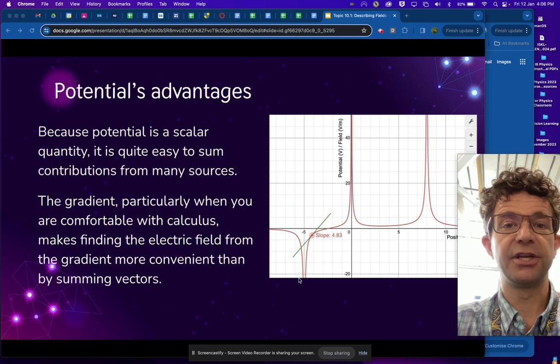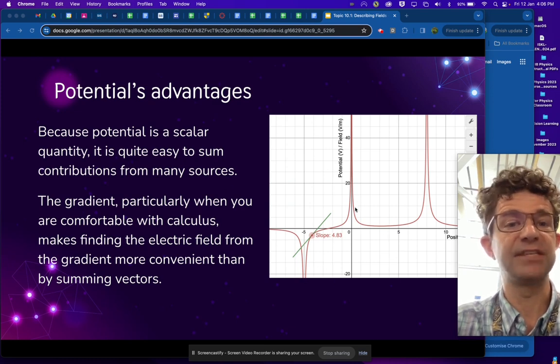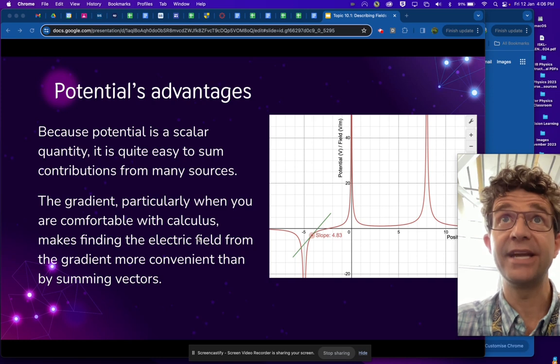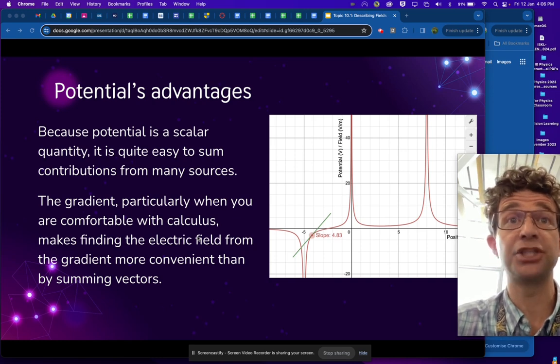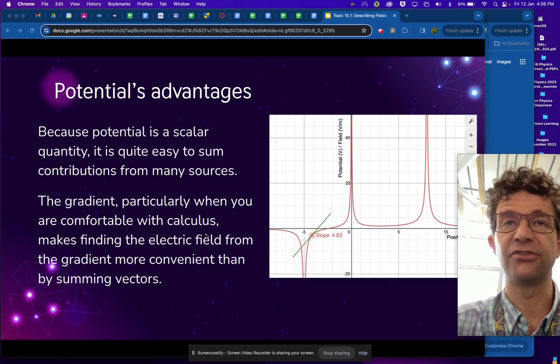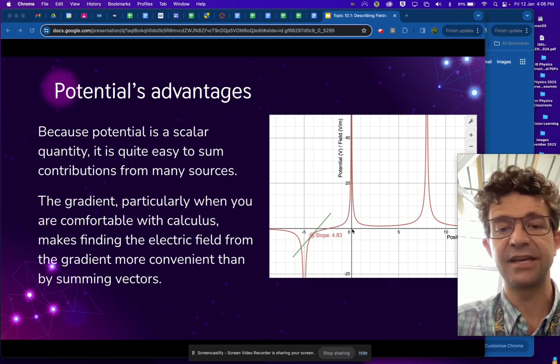And the last thing that I wanted to show you is where we really see the electric potential's advantage. Because the potential is a scalar, it's very, very easy to sum contributions from many different sources. And once you're comfortable with calculus, finding a gradient is just a mathematical operation. And so rather than doing the vector work of adding the vectors of the electric field that you can calculate, you can do the very simple scalar mathematics of adding up potentials and then the math of taking a gradient.